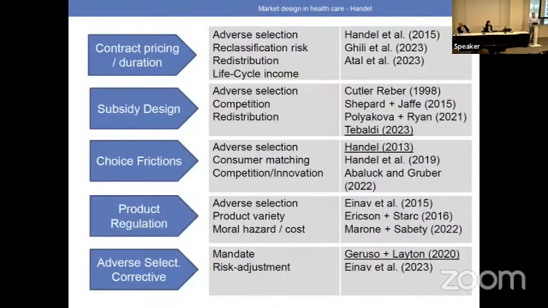So in this space, with these objectives in mind, what have people studied and where has a lot of the work focused so far?